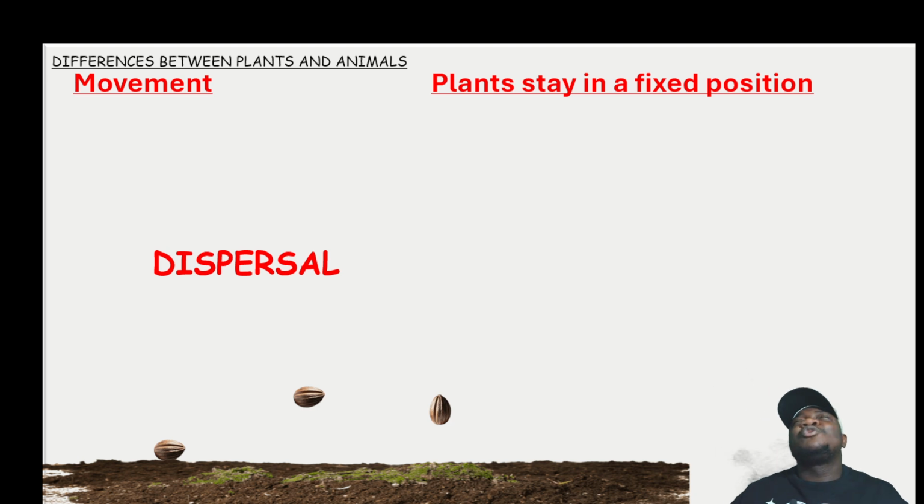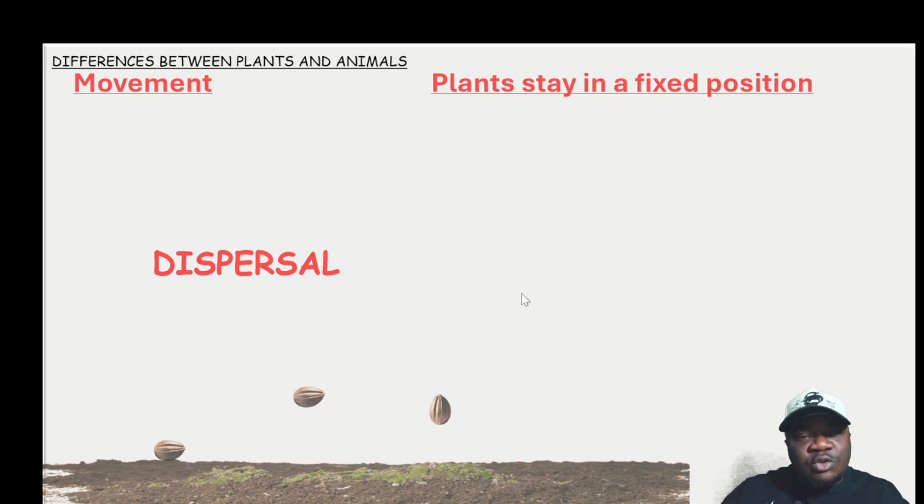I'm going to teach this topic as we go further. I will get to the dispersal of fruits and seeds in biology, where I'm going to explain all these mechanisms which plants use to move from one place to another.